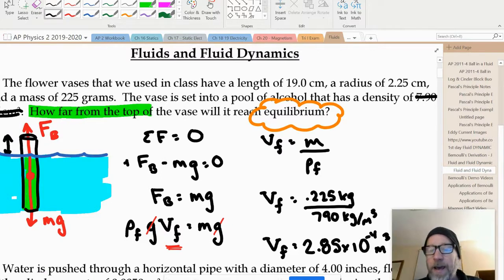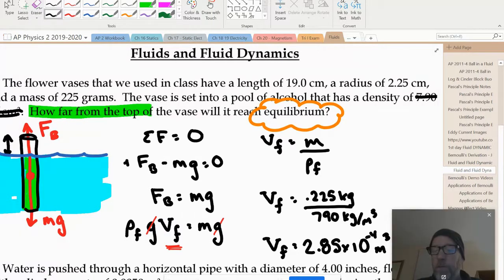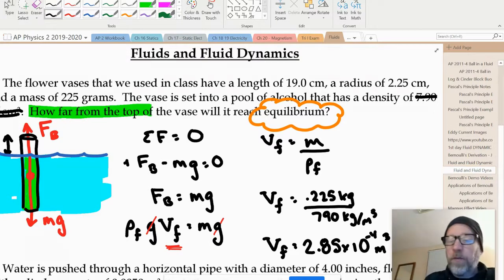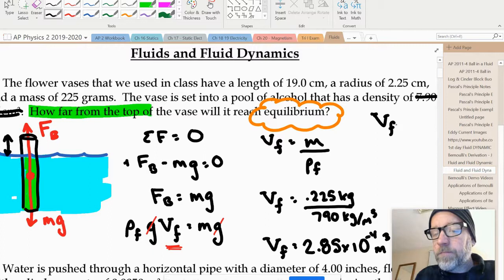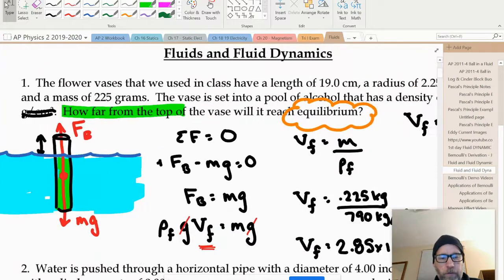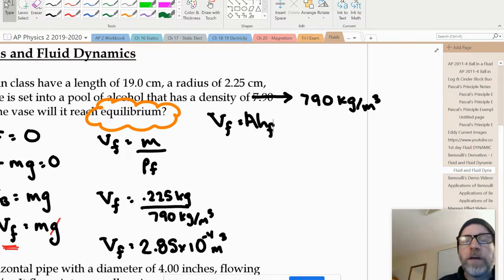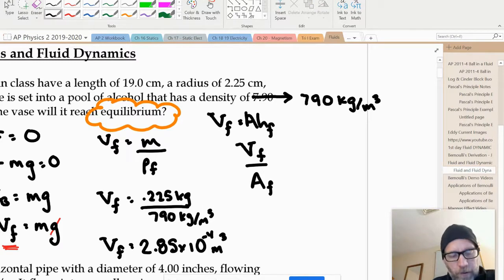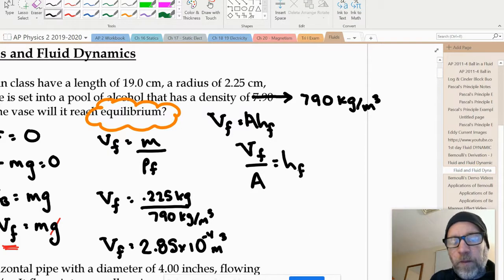Now the question is actually asking how far from the top of the vase. So I know that volume is equal to the area times the height of the fluid. That would be the height of the fluid displaced. So if I just do volume divided by area, that equals the height of the fluid.